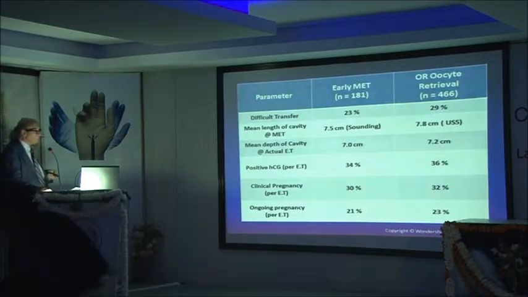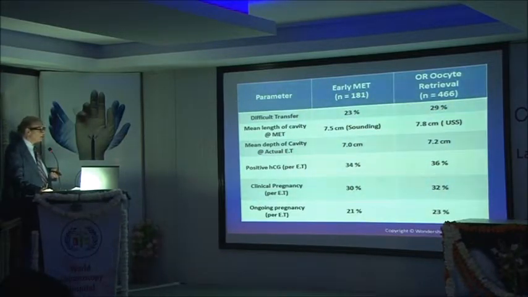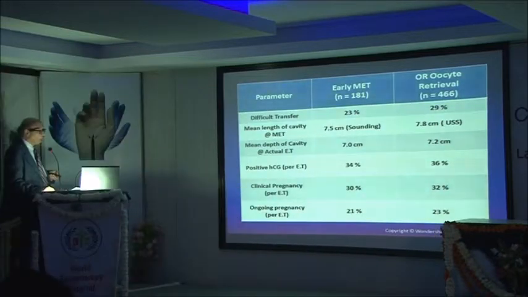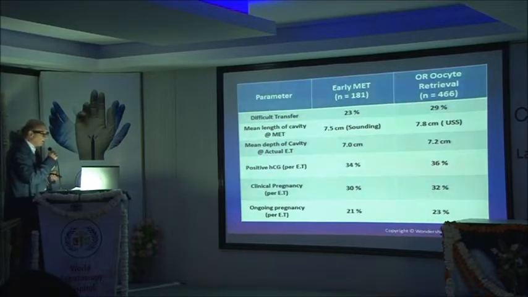Difficult transfers were 23%. In some cases, we had to use laminaria or postpone the case and freeze the embryos, which is the best thing to do if you have a freezing program. Mean length of the cavity at MET is 7.5, and the depth is 7 and 7.2. Now the pregnancy rate, or positive pregnancy test per embryo transfer, is 34% in the early group and 36% in the other. Clinical pregnancy, 30 and 32. Ongoing pregnancy rate, 21 and 23.